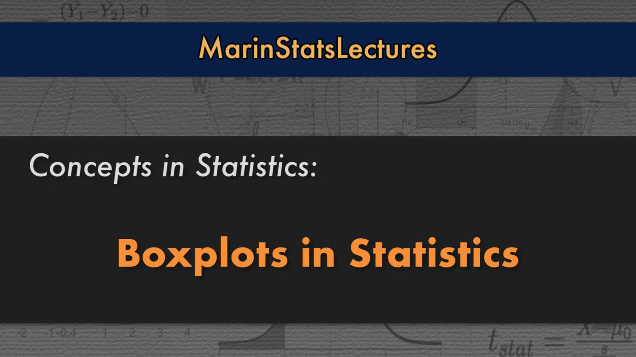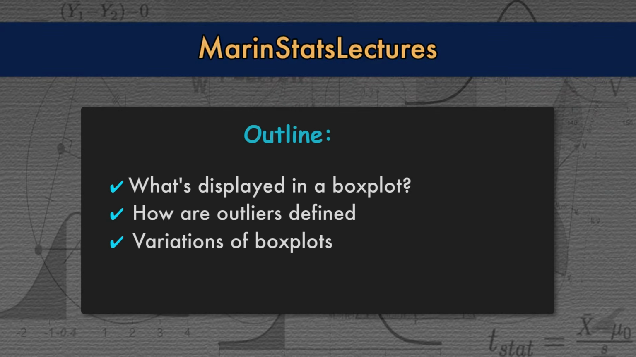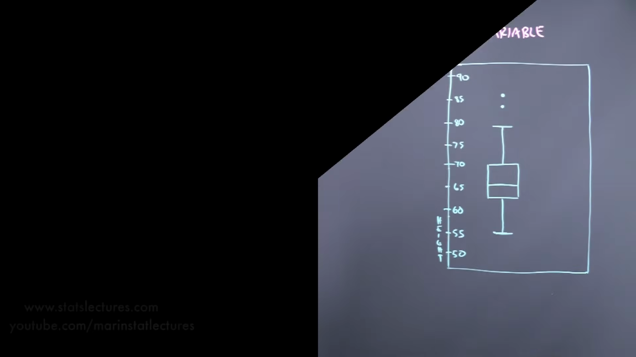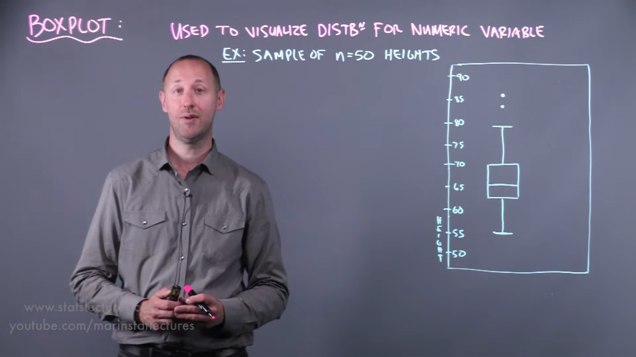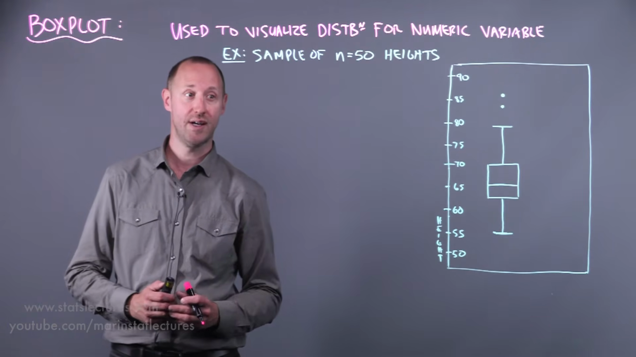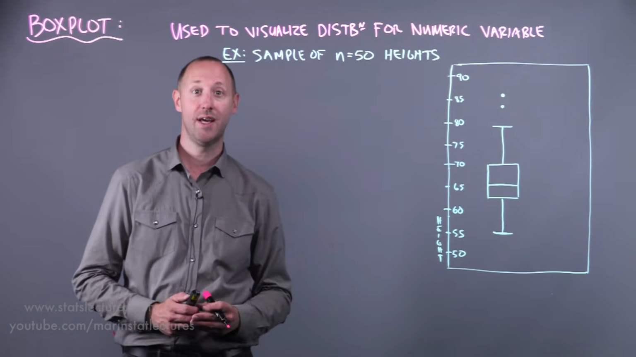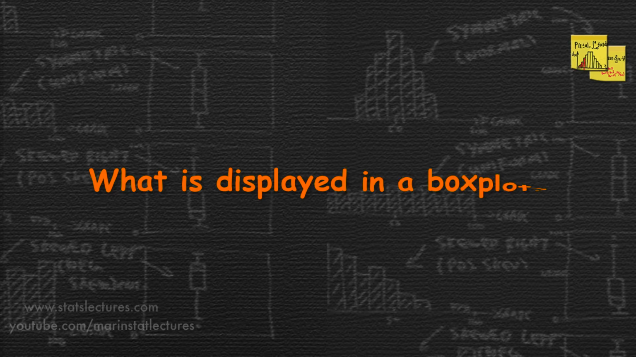So let's talk a little bit about what a box plot is, exactly what it's showing, and what it's useful for. We're going to use this example here of having collected a sample of 50 individuals and recording their heights. And over here I've already drawn in a box plot. So let's discuss exactly what info is being shown in this plot or this picture here.